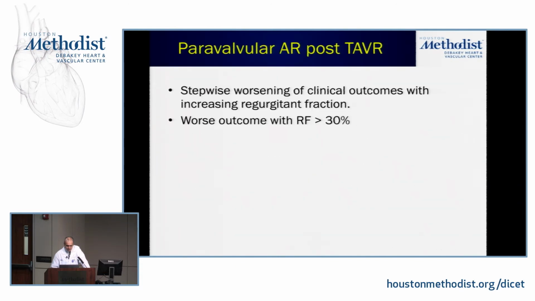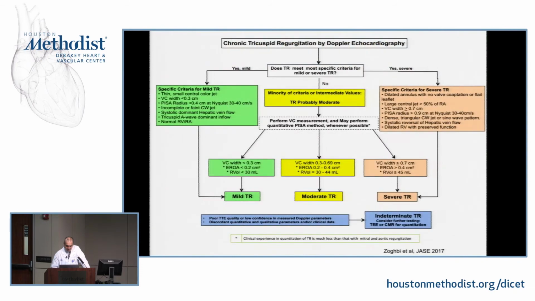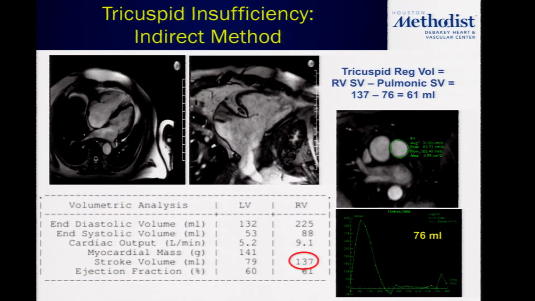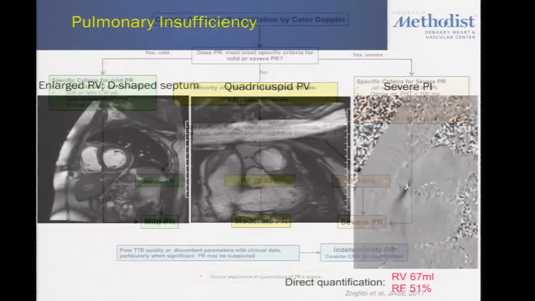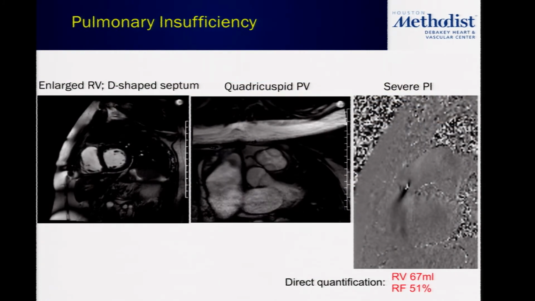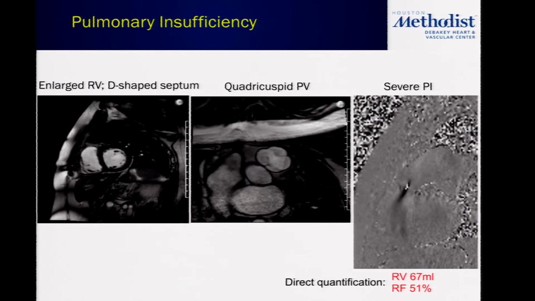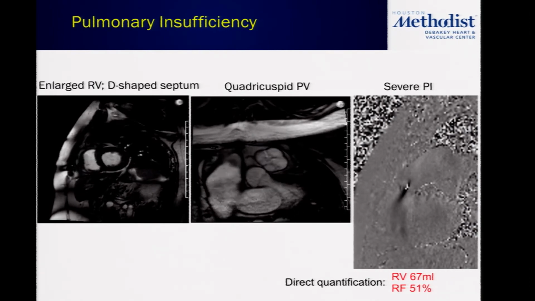And then let me skip past here in the interest of time. Lastly, touch on the right-sided valve lesions, tricuspid regurgitation. So again, the same method that we use for mitral regurgitation, we would apply to the right side and compare the RV stroke volume to the pulmonic forward flow and use that to quantify tricuspid regurgitant volume and tricuspid regurgitant fraction. And then for pulmonic regurgitation, we would use the direct methodology where we would simply measure flow beyond the pulmonic valve and look for the reverse flow using phase contrast and quantify pulmonic regurgitation that way.